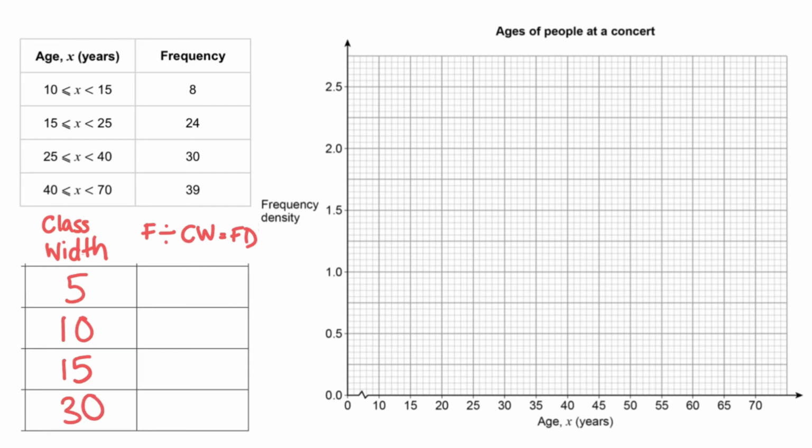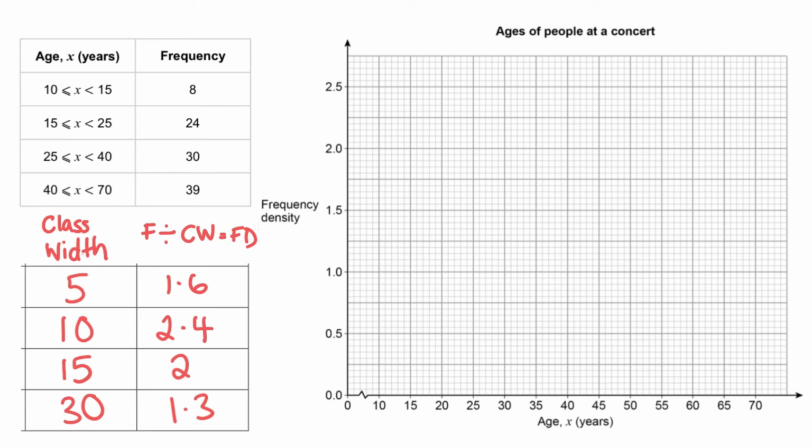So to calculate frequency density, we're going to do 8 divided by 5, which is 1.6. We're then going to do 24 divided by 10, which is 2.4. Next, we're going to do 30 divided by 15, which is 2, and 39 divided by 30, which is 1.3. So then we can start to draw our graph.